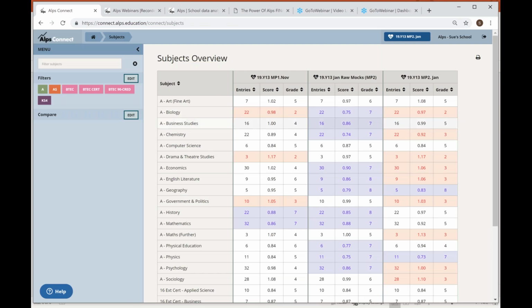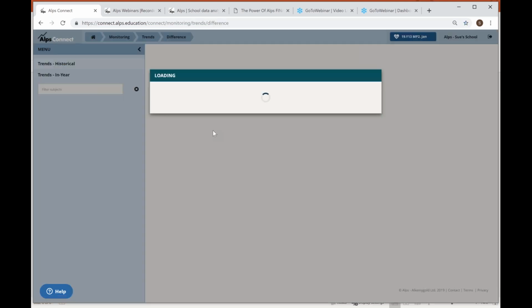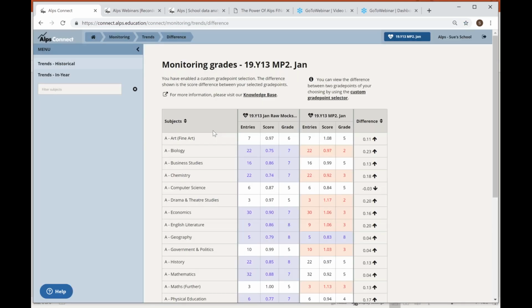looking at monitoring accuracy, because my biology department have got a grade 2 at the beginning of year 13, and then their raw mocks was a grade 7, and now they're predicting a grade 2. So I might just have some questions over accuracy of predicting here. So I'm going to pop into my monitoring accuracy area and just explore that a little bit more. I've got 2 areas here. I've got historical and I've got in-year trends.